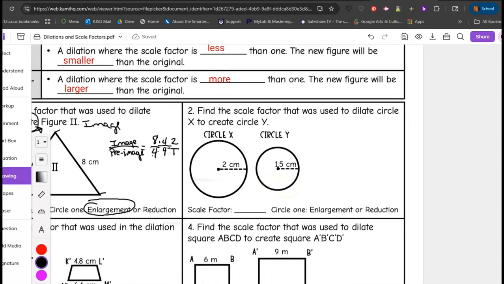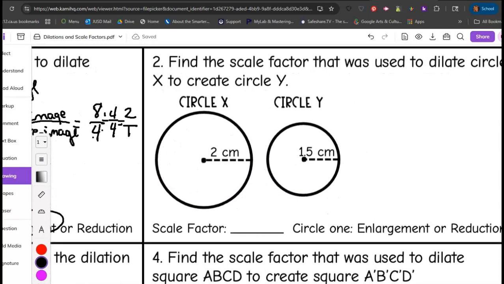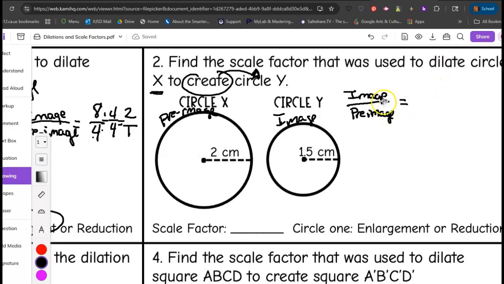Okay, we're going to come over here to problem 2. It says find the scale factor that was used to dilate circle X to create circle Y. So X has to be my pre-image because I had it first. I used it to create circle Y, which is my image. We're going to write image over pre-image, and I want you to write image over pre-image. You can actually type it if you want. So my image is 1.5 and my pre-image is 2.